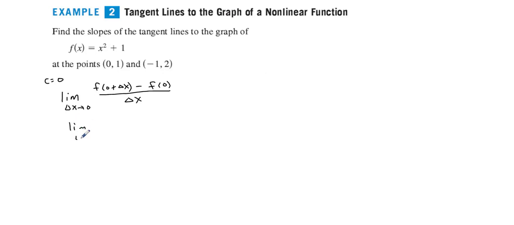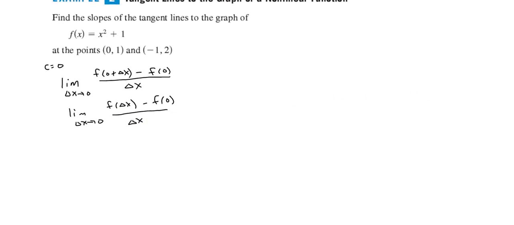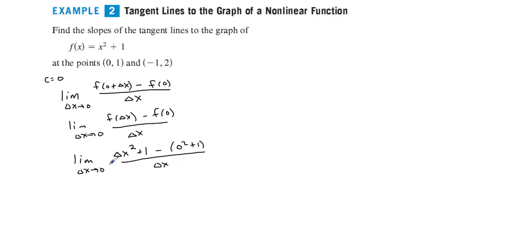Okay, limit as delta x goes to 0 of f of delta x minus f of 0, all over delta x. Substitute now into the function. Evaluate the function at delta x. That gives us delta x squared plus 1. Evaluate the function at 0. That gives us 0 squared plus 1, all over delta x. You're substituting delta x in, and any place you see an x, you substitute with delta x.